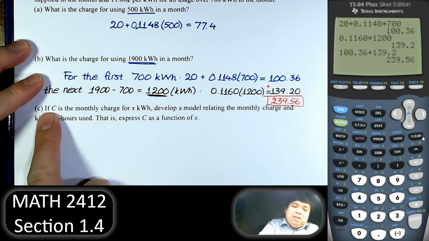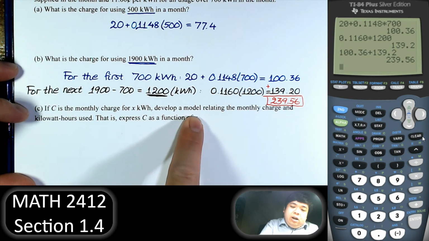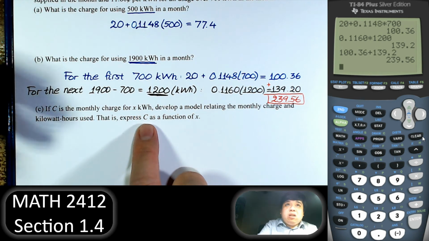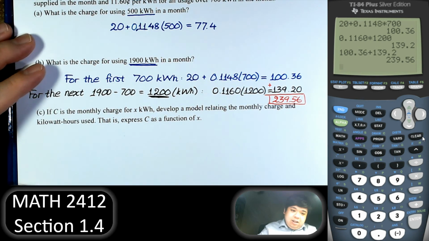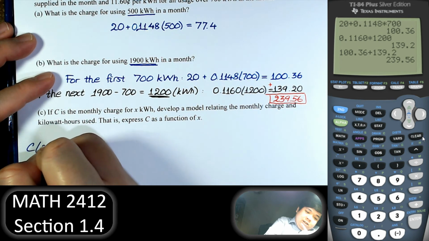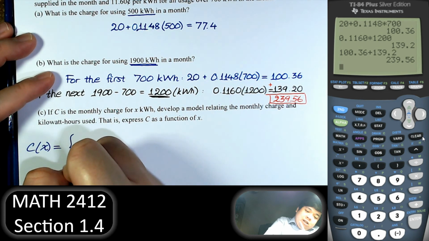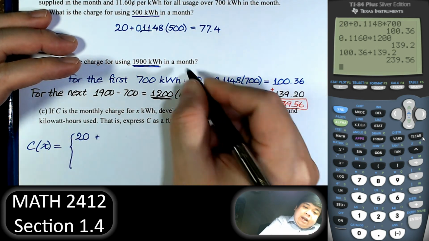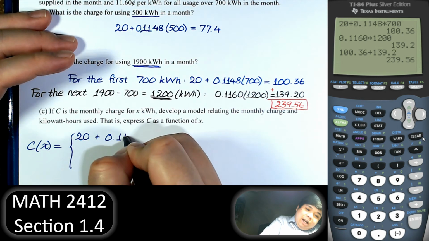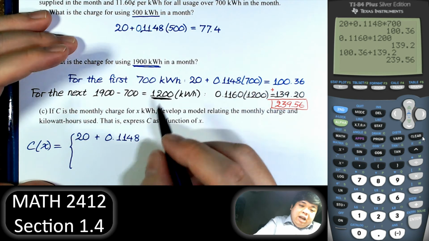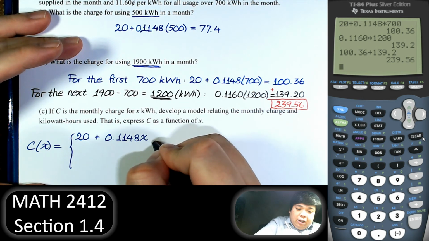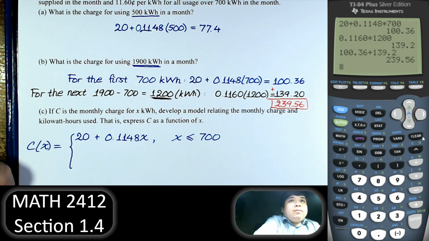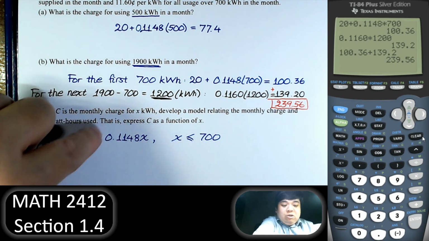Now, if C is the monthly charge, develop a model relating the cost as a function of x. So now the first part is easy. We know that we're going to pay $20. And then what's left? And then at the rate of 11.48 cents if it is less than or equal to 700. Right. So if it's less than or equal to 700, we use that.